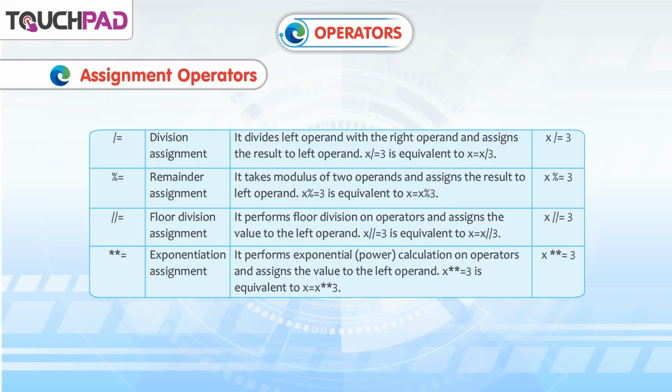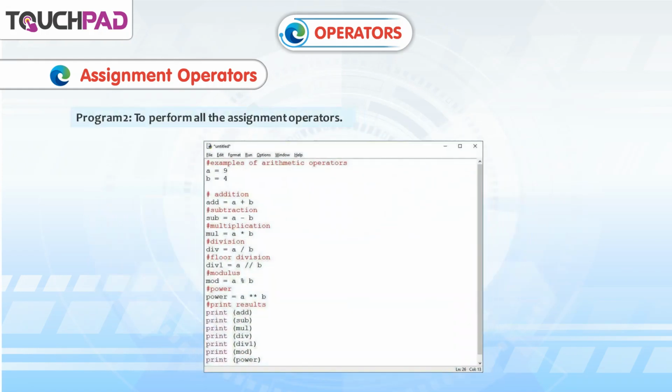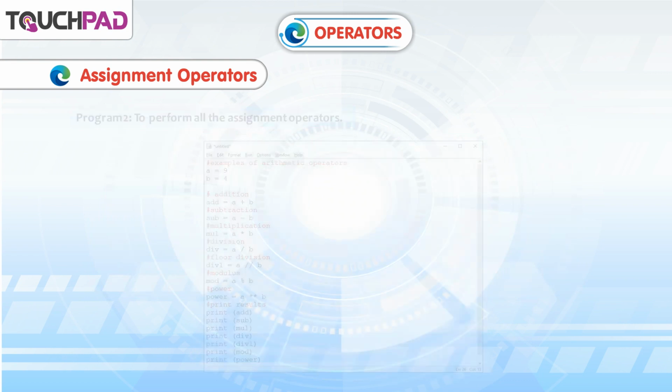Floor division assignment. It performs floor division on operators and assigns the value to the left operand. X floor division equal to 3 is equivalent to x is equal to x floor division by 3. Exponentiation assignment. It performs exponential, that is power calculation on operators and assigns the value to the left operand. X at the power equal to 3 is equivalent to x is equal to x at the power of 3. Program 2. To perform all the assignment operators.